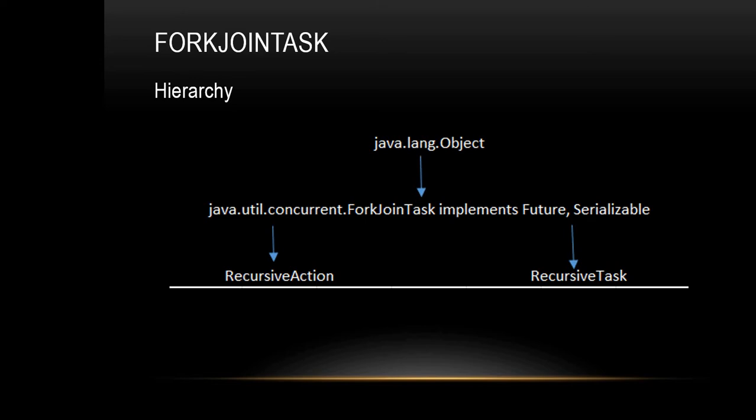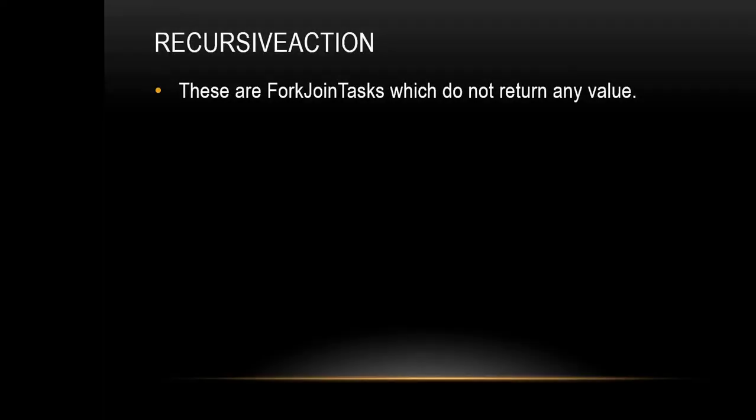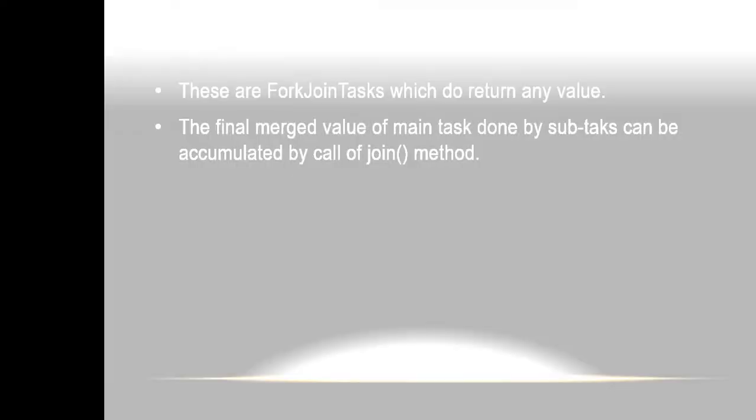We talked about ForkJoinTask. Again, if you see its hierarchy, it's an abstract class which implements the Future interface, and it is further extended by two abstract classes, which are RecursiveAction and RecursiveTask. Let's see each. RecursiveAction: these are the ForkJoin tasks which do not return any value. So when you have to use a ForkJoin task where you do not need any value to be returned, go for RecursiveAction.